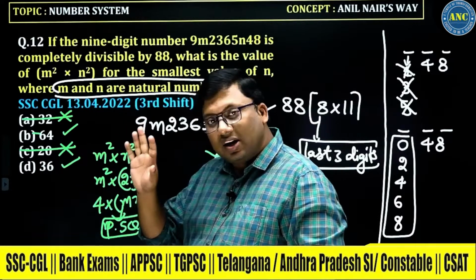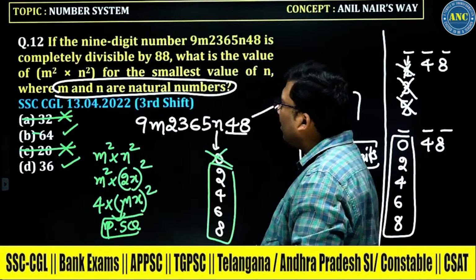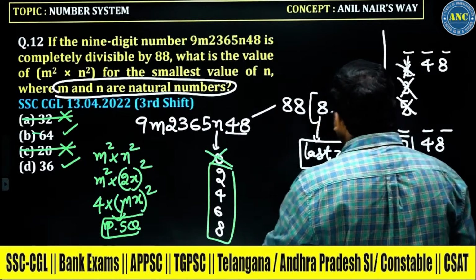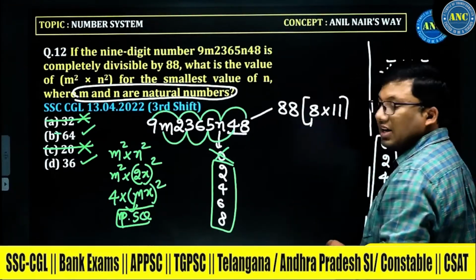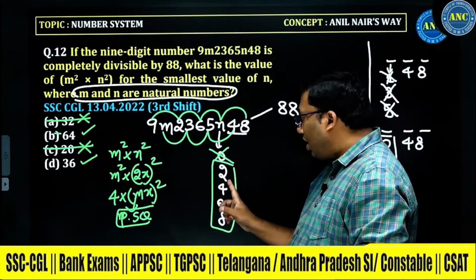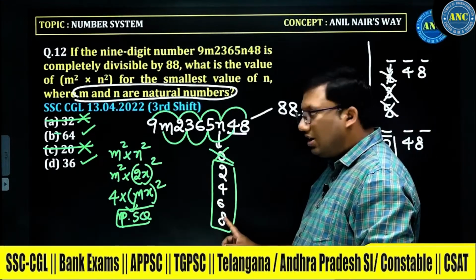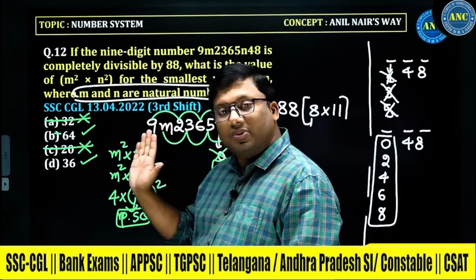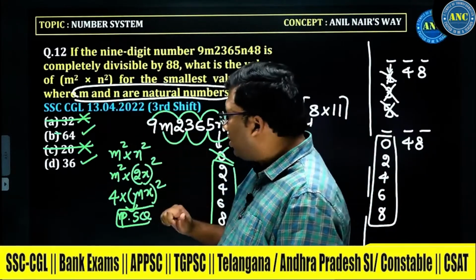4 into 9, 9 is a perfect square. Next one, it should be divisible by 11. What will you get as the answer? N can be either 0, 2, 4, 6 or 8. Anyway, two options we eliminated. You can go from the answer to the question or from the question to the answer.